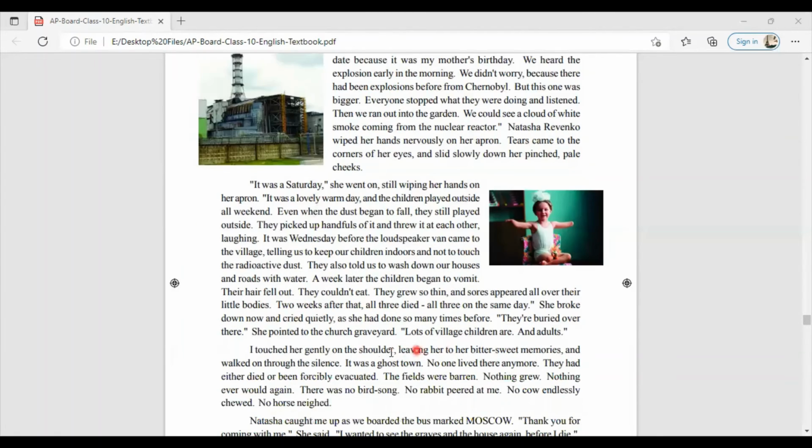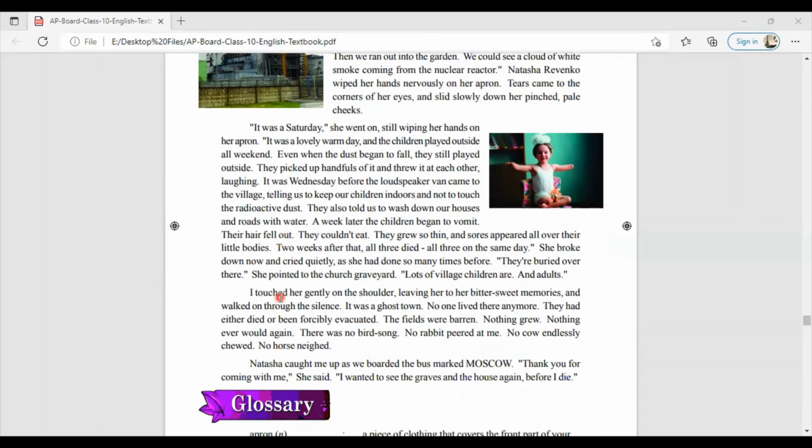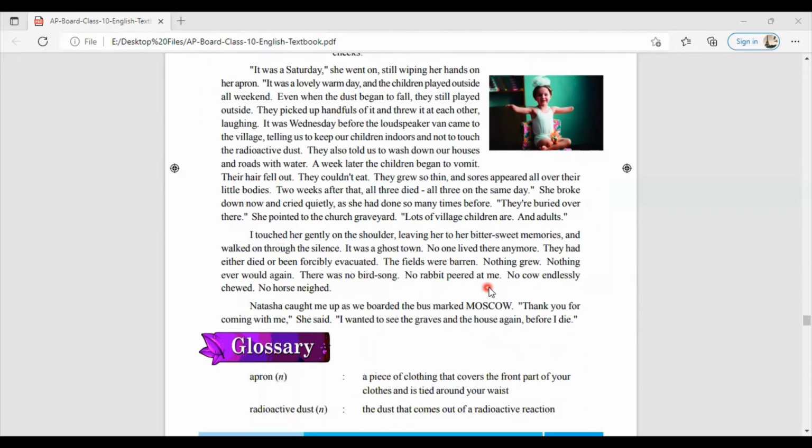A week later, the children began to vomit and their hair started falling out. Two weeks later, her three children died on the same day. Natasha Ravenko's three children died on the same day because of the radioactive dust that came out from the explosion of the nuclear reactor. And lots of village children and adults also died there.